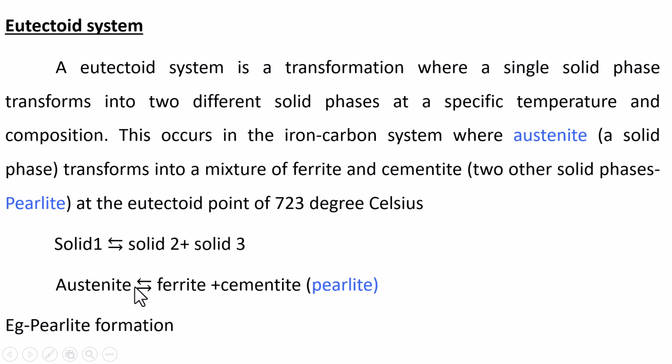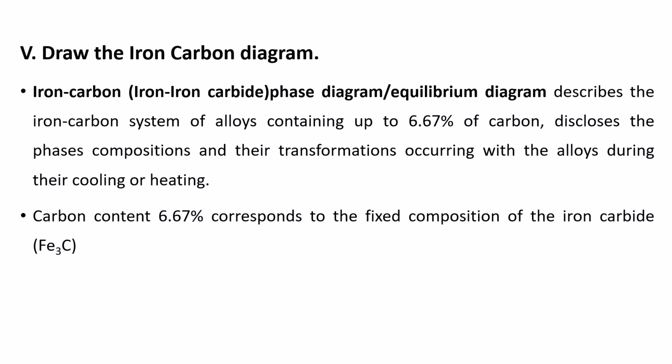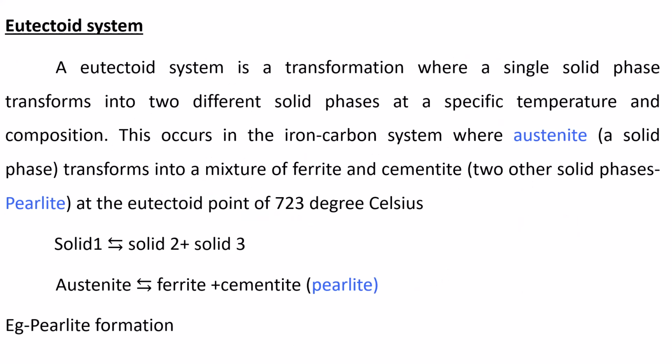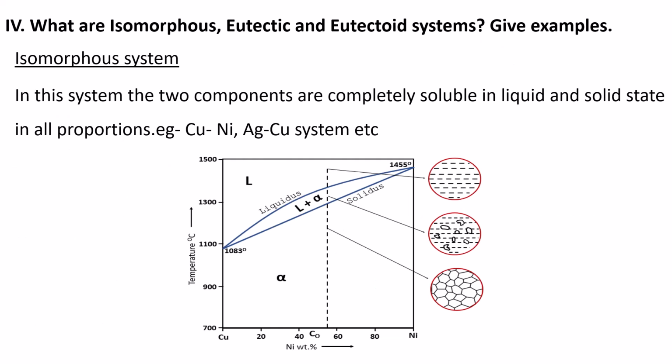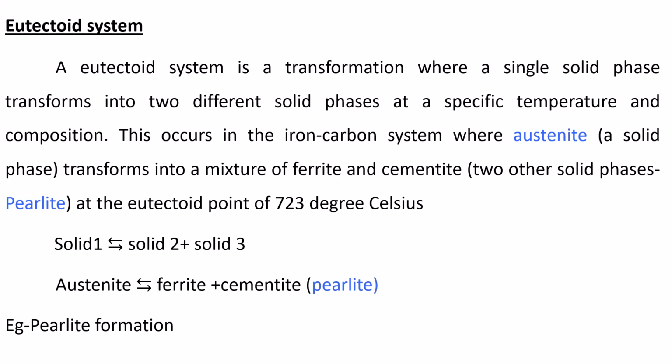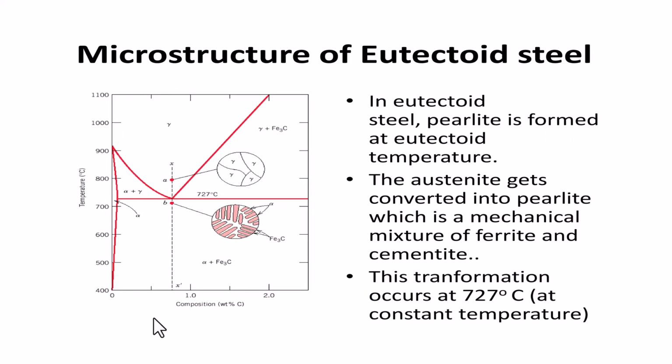In the iron-carbon diagram, at the eutectoid point, austenite transforms into ferrite and cementite. That is called pearlite. That is, pearlite formation is a eutectoid system.